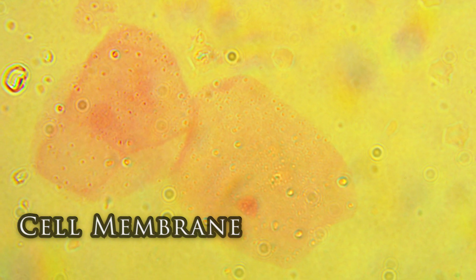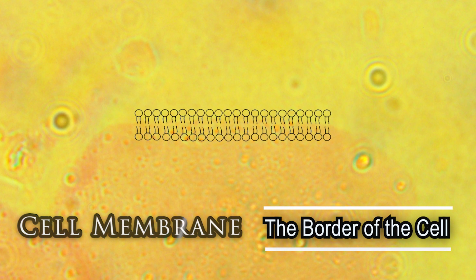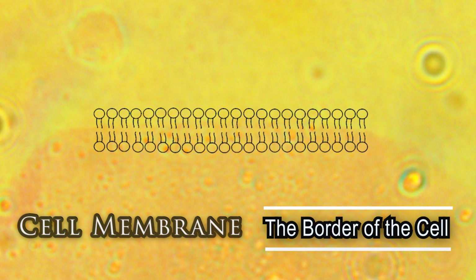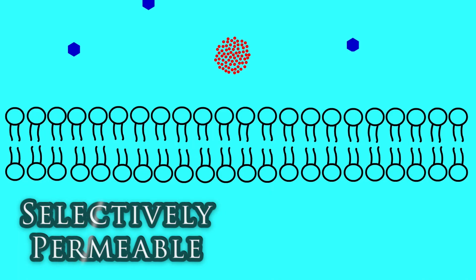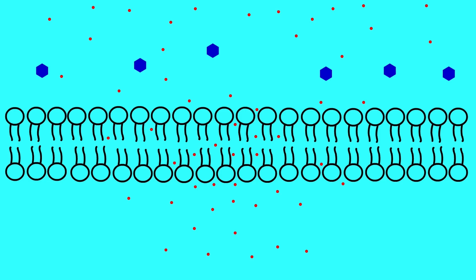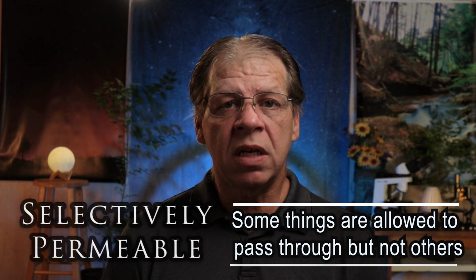The outer layer of the cell is the cell membrane, sometimes called the plasma membrane. It's the border of the cell. It keeps what's in in and what's out out. The cell membrane is made of lipid, two layers. We call it a lipid bilayer. There are tiny little holes or pores in the cell membrane, kind of like in your skin. The cell membrane is what we call selectively permeable or semi-permeable. A selectively permeable membrane allows certain materials to pass through, but not others. It's kind of like the cell's gatekeeper. The cell membrane is selective about what comes in and what goes out.